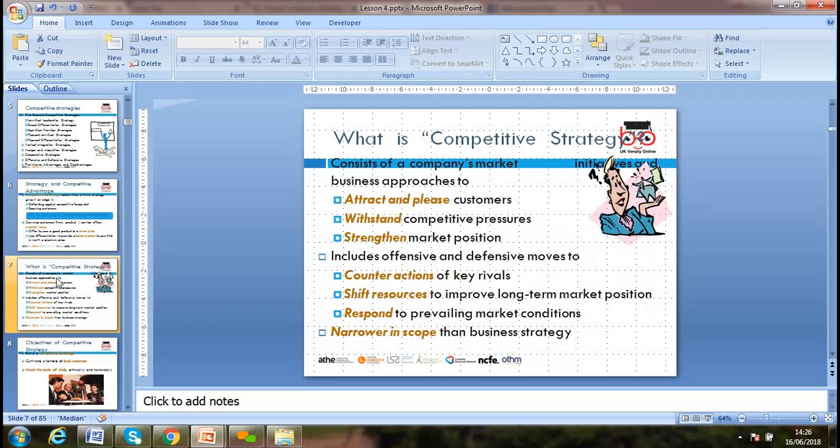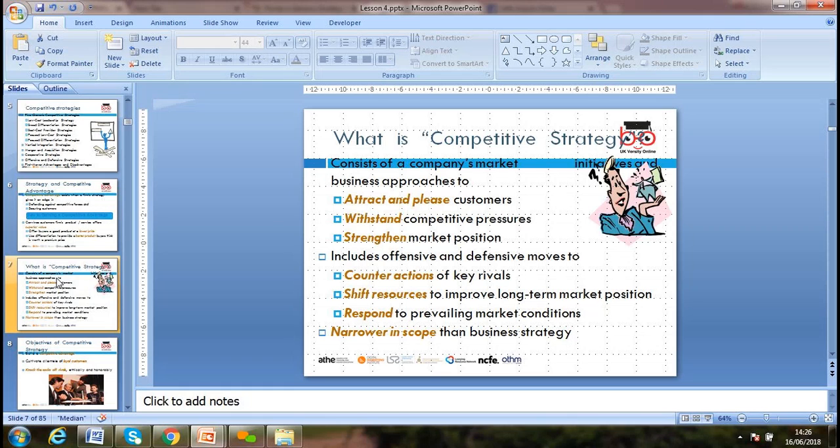Okay, so next we are looking at how to attract and please our customer. Competitive pressures: we need to look at market positioning. If we have more market share, that can be a competitive advantage for an organization. Counteraction: who is the key rival, the key competitor, and how will we counteract?